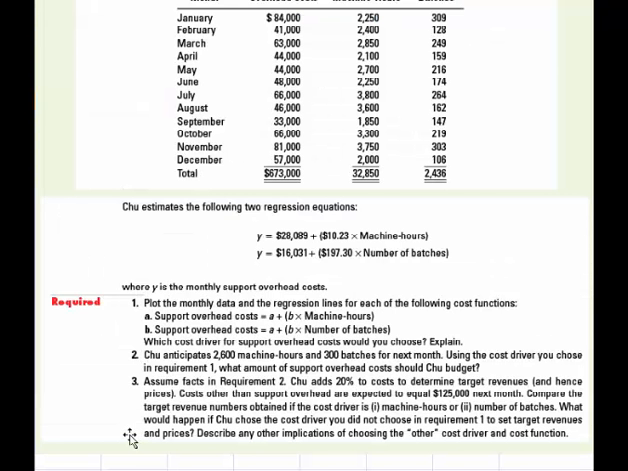All right, now let's look at part 3. Part 3 says, assume the facts in requirement 2, and Chew adds another 20% to the cost to determine target revenues and hence prices. Costs other than support overhead are expected to equal $125,000 next month. Compare the target revenue numbers obtained if the cost driver is machine hours or number of batches, and what would happen if Chew chose the cost driver you did not choose in requirement 1 to set target revenues and prices. Describe any other implications of choosing the other cost drivers and cost functions.